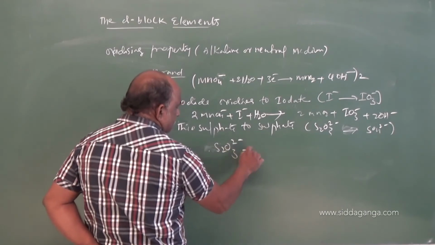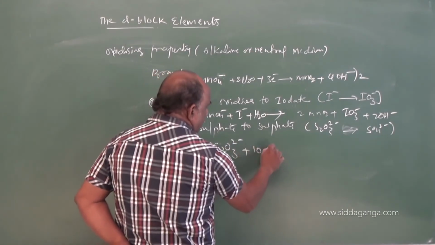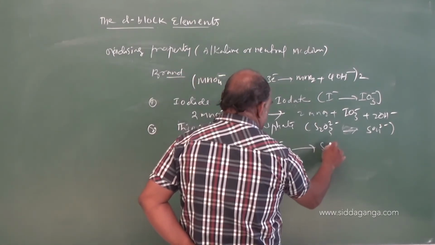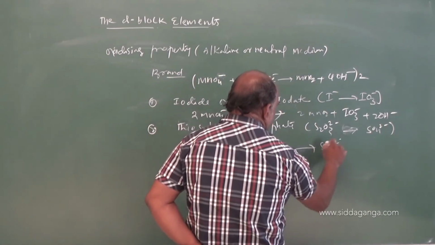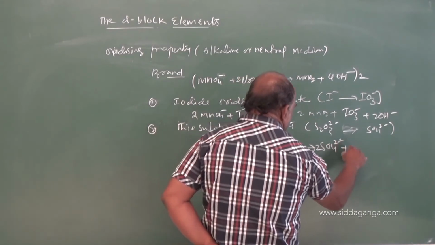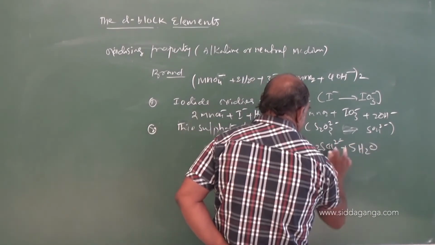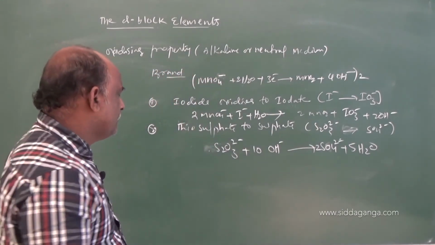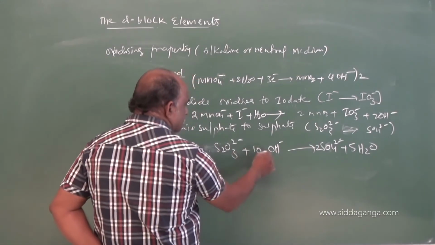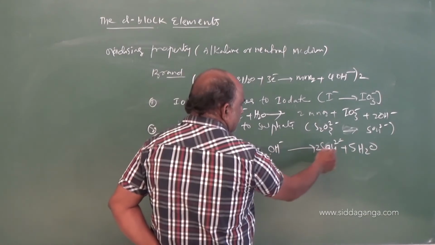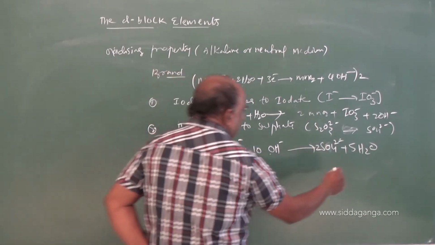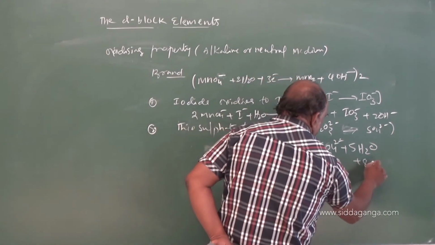S2O3 2 minus plus 10 OH minus gives rise to 2 SO4 2 minus plus 5 H2O. Total how many? Minus 12, minus 12 means 4. 12 minus 4, 8 electrons involved. 8 electrons.